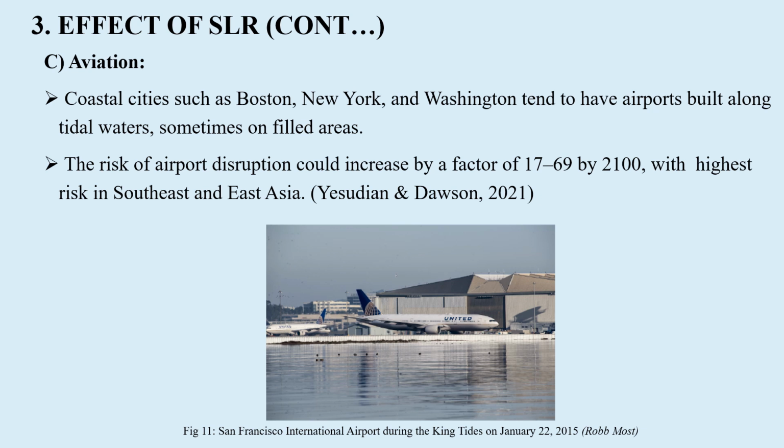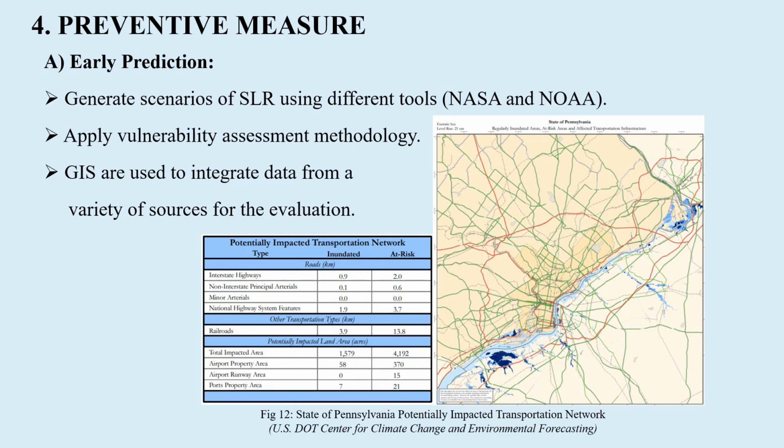Similarly, another report published by some researchers mentioned that globally airport disruptions could increase by 17 to 69 times by the end of 2100 AD, and Southeast and East Asia are at the highest risk. Figure 11 on the slide shows the San Francisco International Airport, which was flooded during the king tide in 2015. So we can see that almost all types of transportation infrastructure are vulnerable to sea level rise. Since the problem of sea level rise seems to be imminent, we should be prepared for it, and we should adopt appropriate measures to mitigate this issue as well.